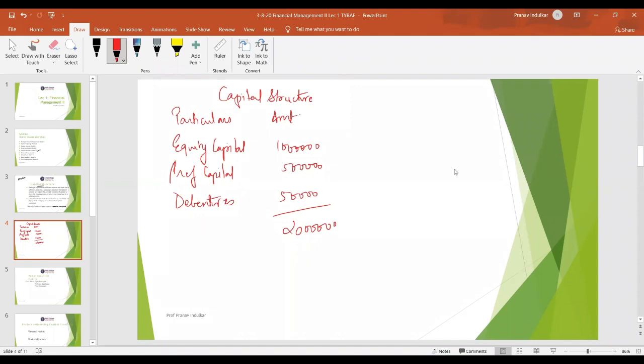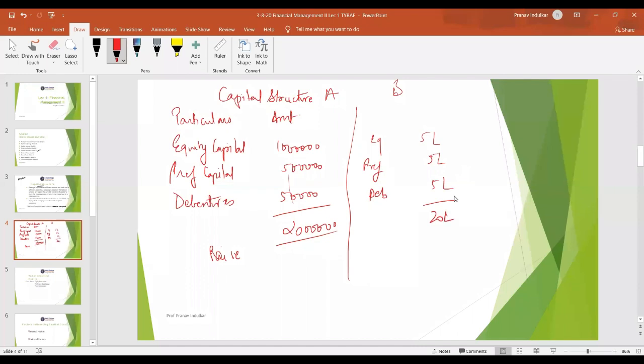Yeah, Roshal, you can unmute yourself. Okay, so I want to raise 20 lakhs with the help of equity, preference, and debentures. So this is my capital structure. This is plan A. In plan B, I can make equity 5 lakhs, preference 5 lakhs, and debentures 5 lakhs. Any which way I'm raising 20 lakhs. But what is the difference in A and B?